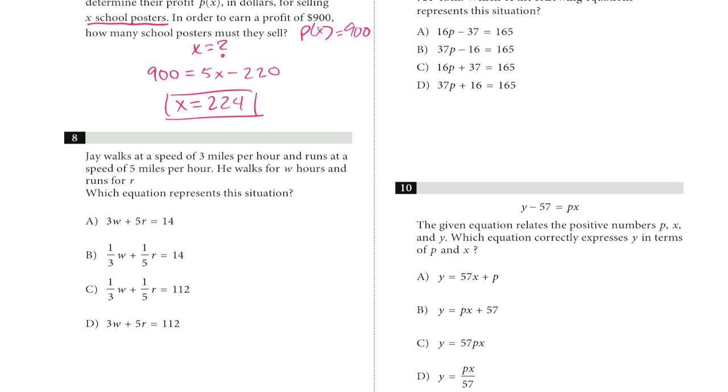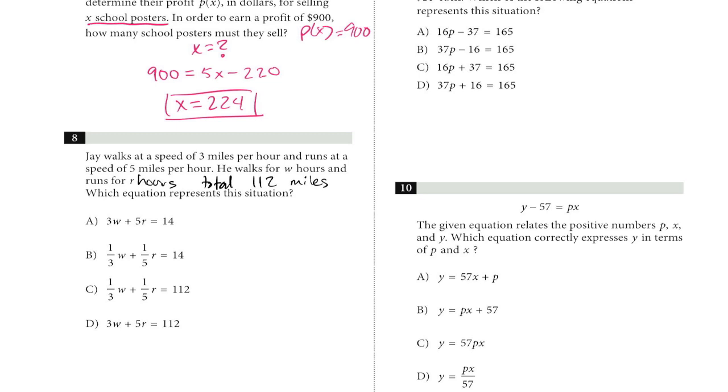So this question has a typo in it. If this ever happens on the test, they just won't count the question. So I just know that this should say, I'll complete it, it says runs for R hours. And then a total of 112 miles. That's what the question's actually saying. So they want to know which equation represents this scenario.